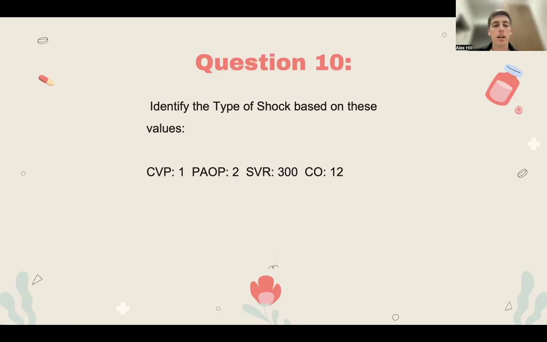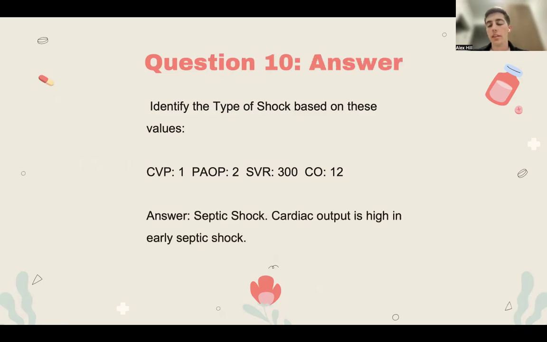All right. Okay. I'm just going to let you guys think through this one on your own. So you can pause the video if you need to. Answer is septic shock. Cardiac output is high in early septic shock, right? Late septic shock, then your veins also will lose their tone.